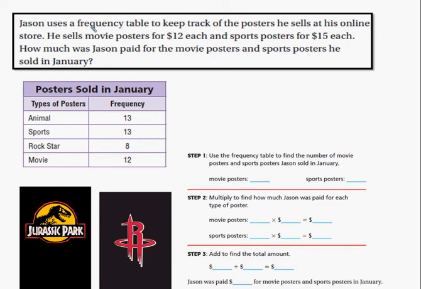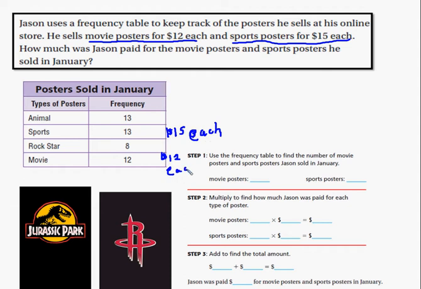So, Jason uses a frequency table to keep track of the posters he sells at his online store. He sells movie posters for $12 each. So movie posters cost $12 each. And I'm going to write that right here. $12 each. And sports posters for $15 each. So sports posters are $15 each. Let me write the word each just to be clear.